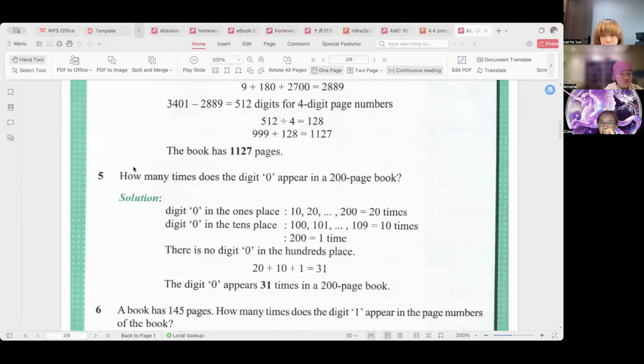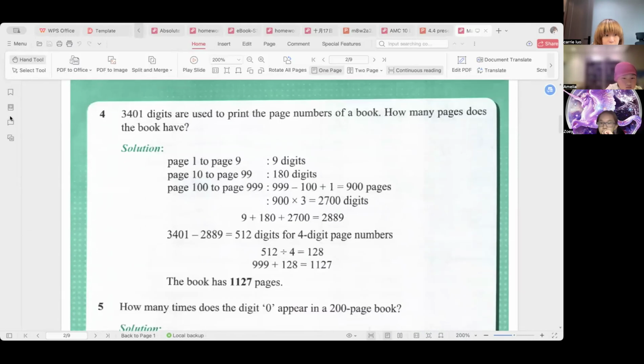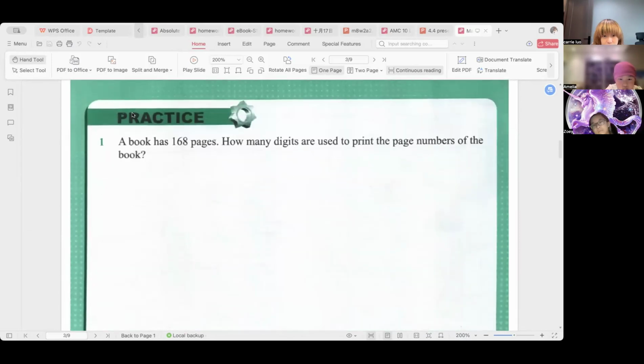Okay, so now let's take a look at number 5. You know what? We can just do some practice. Let's not move to number 5 yet. Okay, so let's take a look at number 1. A book has 168 pages. How many digits do you use to number the pages of the book? Very easy. 168. I just want to review before you do it, okay?